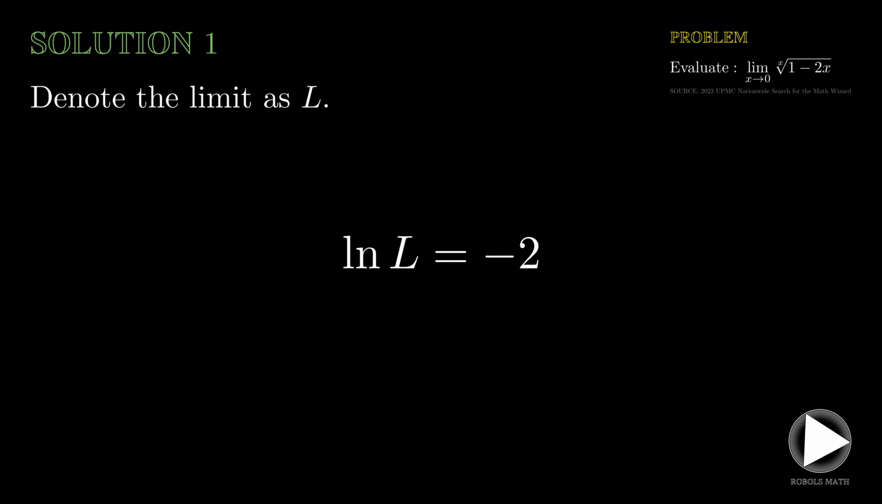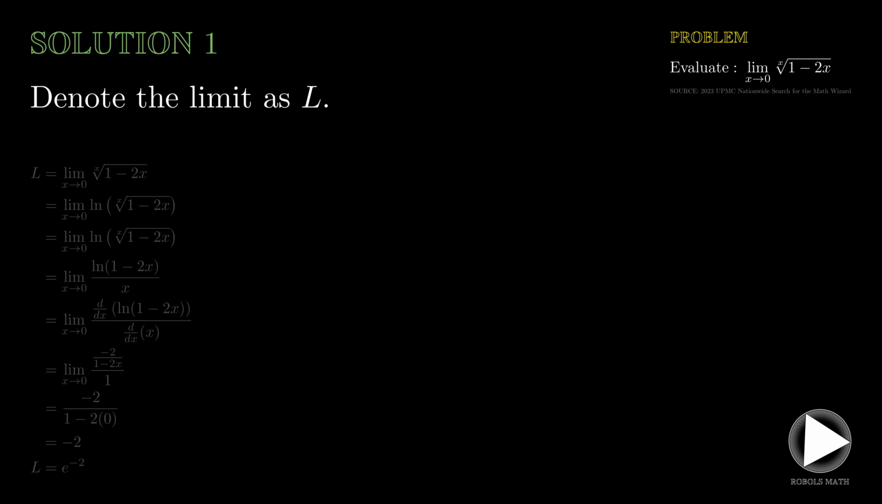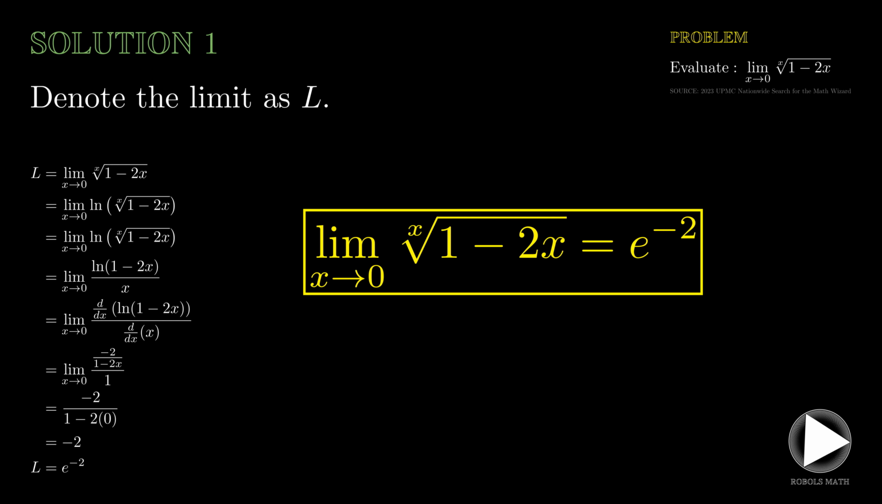We're not done yet because we're not interested in ln L, we're interested in L itself. Using the inverse property of logarithms, we get the value of L to be e to the negative 2. Therefore, the limit is e to the negative 2, or 1 over e squared, whichever form makes you happy. And that's the first solution. It's a decent one, but I prefer another.